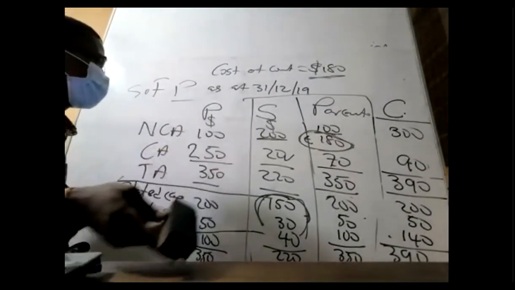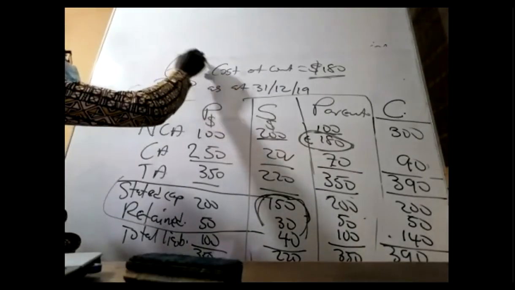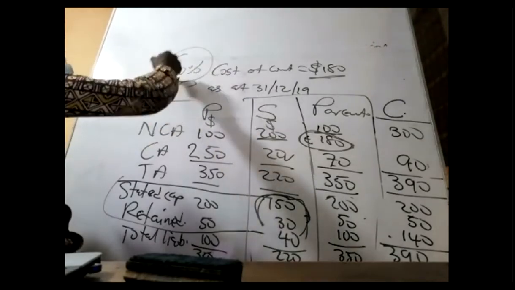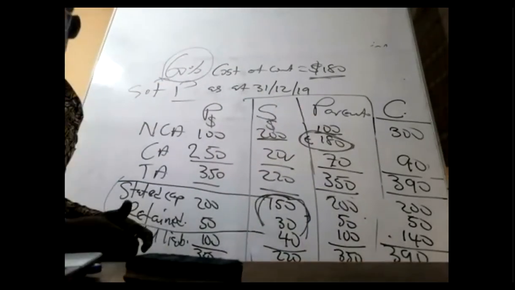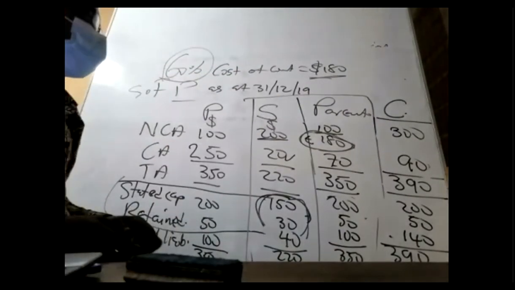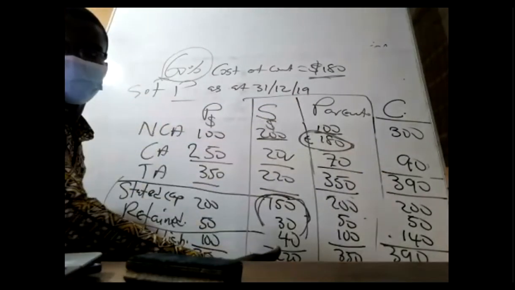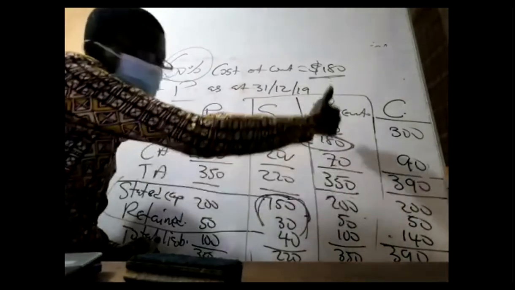Let's assume that the parent acquired 60% control by paying 180. Now the parent acquired what? 60% by paying 180. Nothing will change in the parent financial statement. How do we get it? It will not affect the parent financial statement.